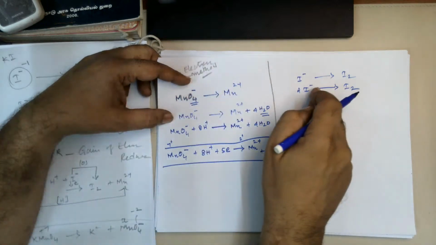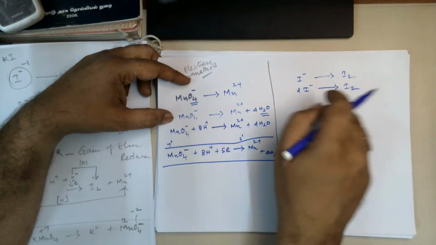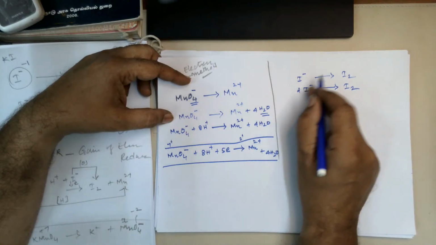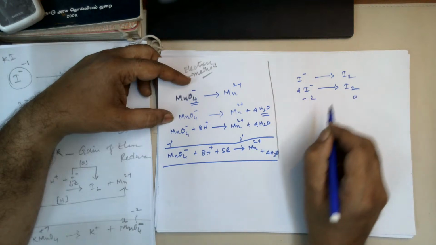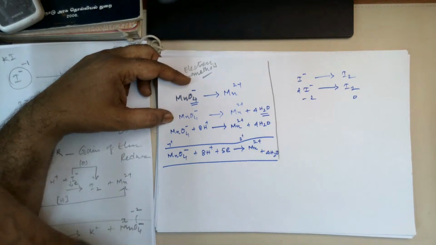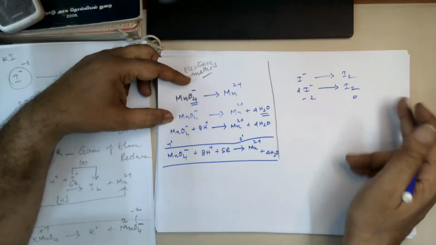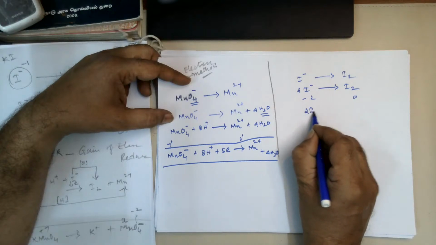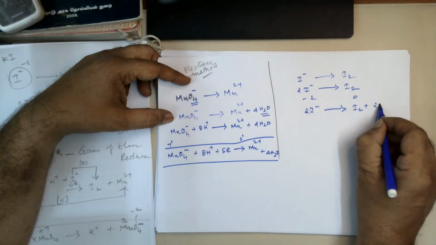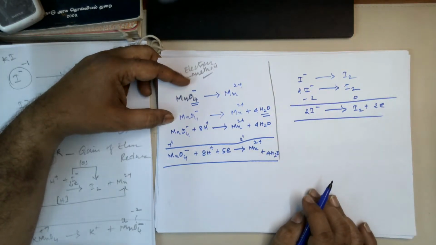You got already 2 electron on the other side. You have to balance it by adding 2 electron, so that on both sides it will be minus 2. See, here this is minus 2, this is 0, correct? On which side you should add electron? Because adding electron is minus, so you have to add 2 electrons on the right side only. Do you understand this? Right. So 2I minus gives I2 plus 2e. Now I have balanced the other side also.